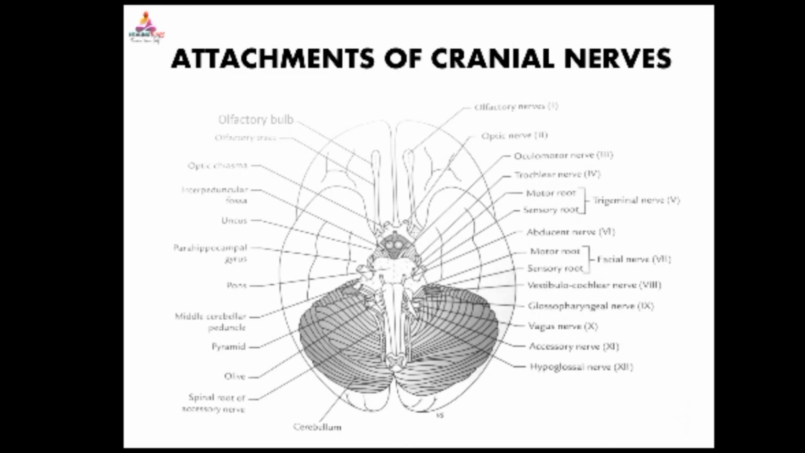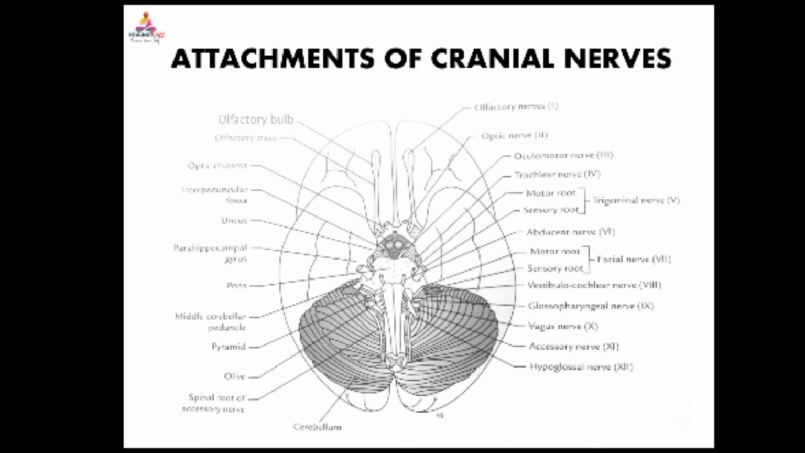The second cranial nerve is the optic nerve. This is a thick cylindrical nerve which arises from the retina and joins the anterolateral angle of the optic chiasma. The third nerve is the oculomotor nerve. It emerges from the groove on the medial aspect of the cerebral peduncle in the posterior part of the interpeduncular fossa.